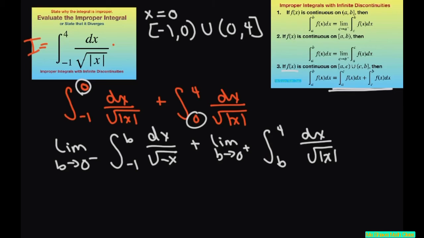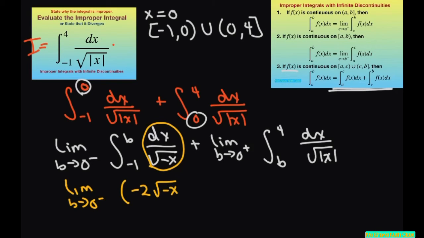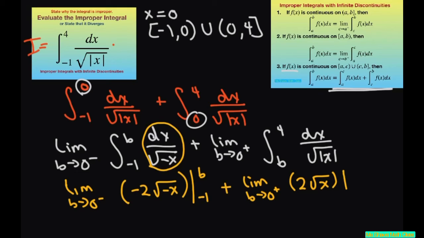All right, so the first part, we get the limit as b approaches 0 from the left. And if you evaluate this right here, this is going to be -2 square root of -x, and we're going from -1 to b, plus the limit as b approaches 0 from the right. And this is going to be +2 square root of x, and we're going from b to 4.